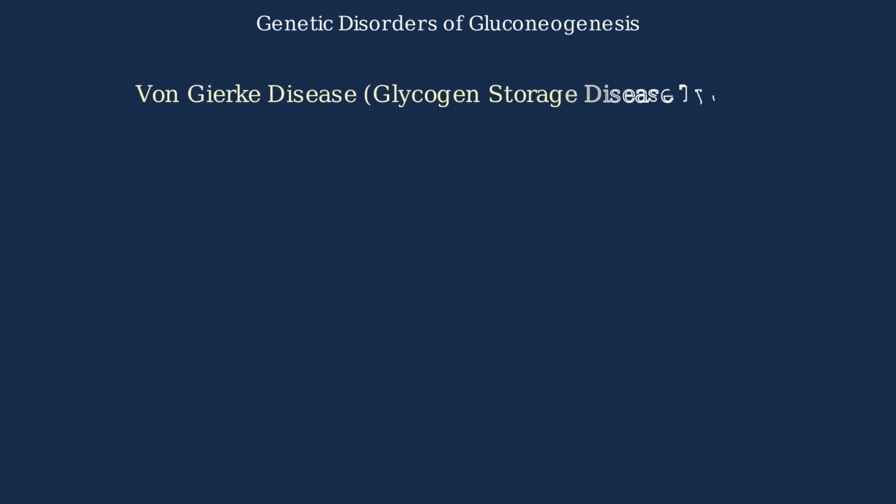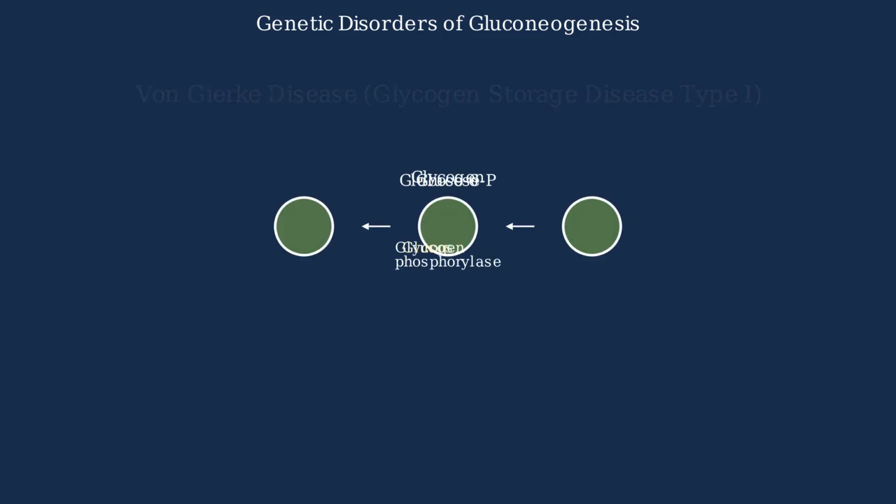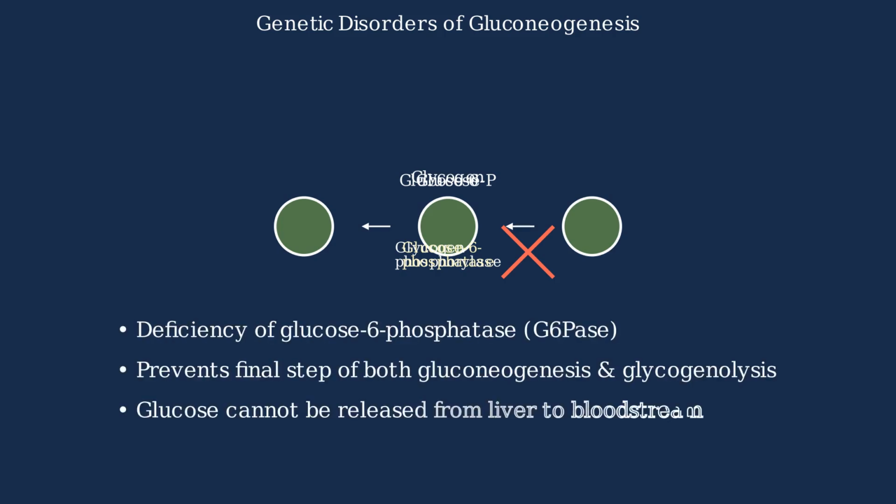Genetic disorders of gluconeogenesis reveal the critical importance of this pathway for normal metabolism. Von Gierke disease, also known as glycogen storage disease type 1, is caused by a deficiency in glucose 6-phosphatase. This enzyme catalyzes the final step in both gluconeogenesis and glycogenolysis, converting glucose 6-phosphate to free glucose. Without glucose 6-phosphatase, the body cannot release glucose from the liver into the bloodstream, even when glycogen is broken down. This leads to several serious clinical consequences.